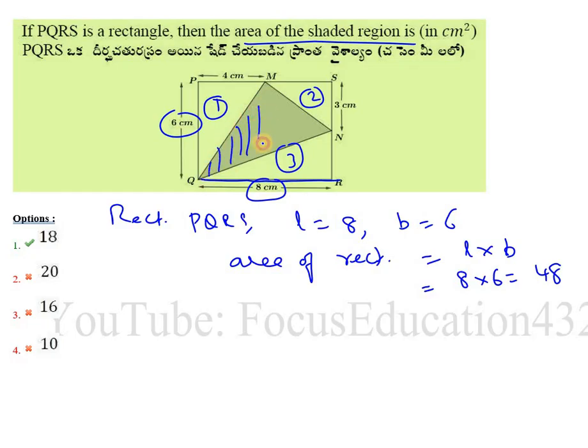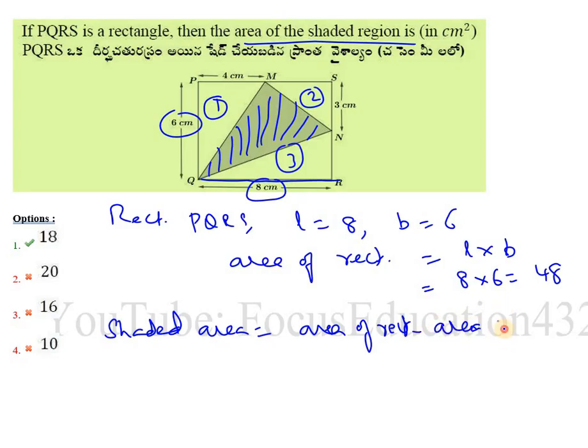We need to find this area, right? This shaded area we have to find. So shaded means the colored one. Area is equal to area of rectangle minus area of 3 triangles. Very simple. Area of rectangle we have already found, 48, minus area of triangle 1, half into base into height. Half into base is 4, height is 6. So I will write here 4 into 6.